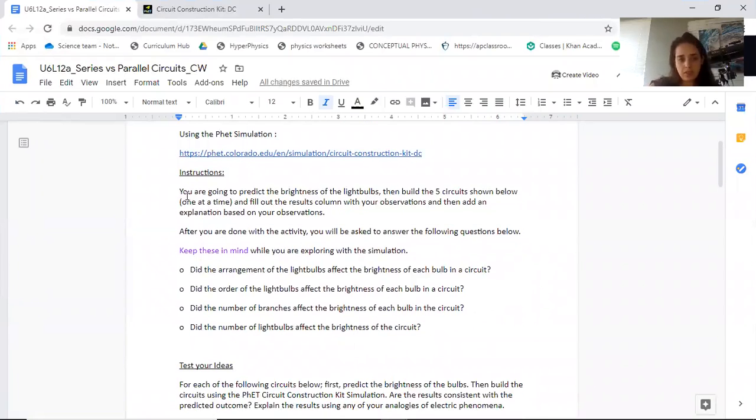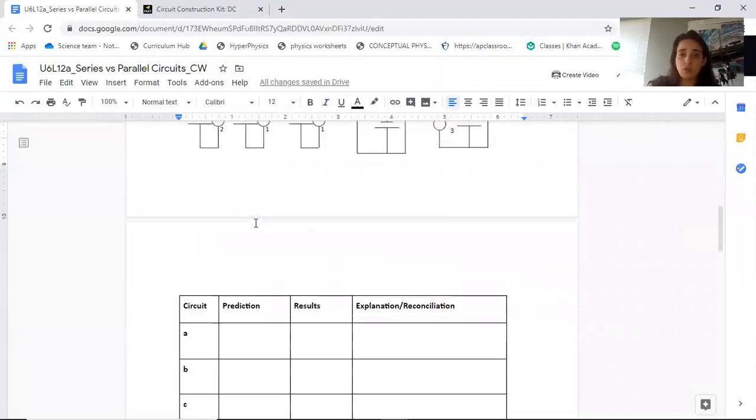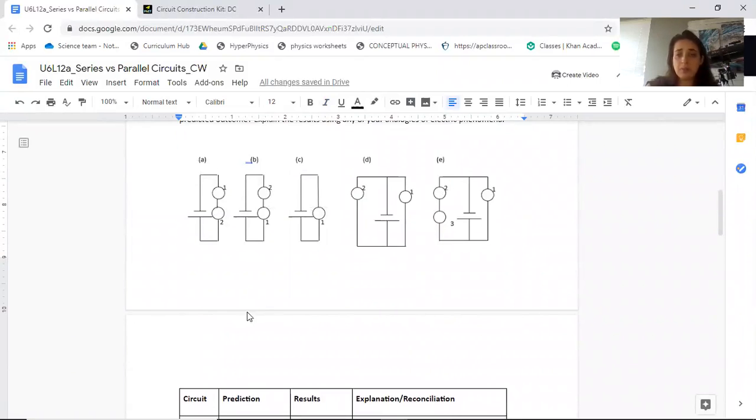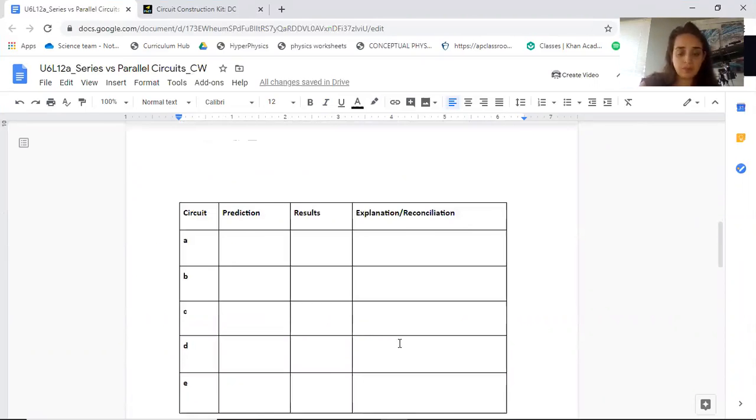And so here my instructions tell you that you are going to predict the brightness of the light bulbs. And then you're going to build the 5 circuits that are shown below. You're going to do it one at a time. And then you're going to fill out the results column with your observations, and then add an explanation based on your observations. So these are the 5 circuits that you're going to draw. Before you draw them out, write a prediction here about how the brightness of the light bulbs is going to be affected. And then here you're going to write your results. And then here you'll add an explanation based on your prediction and your results. Okay?